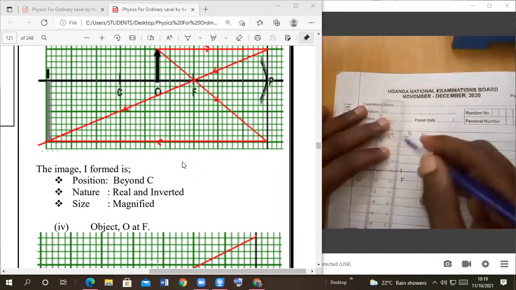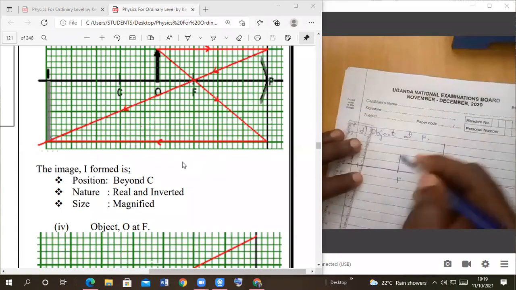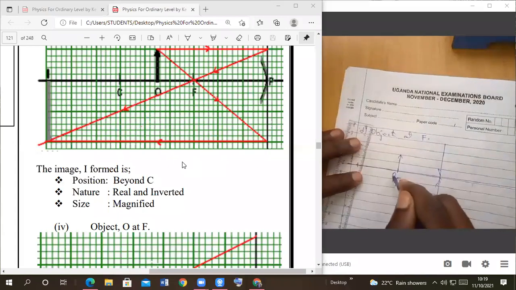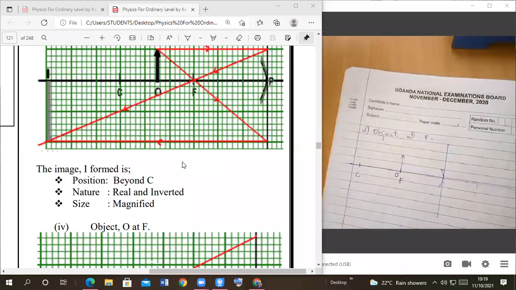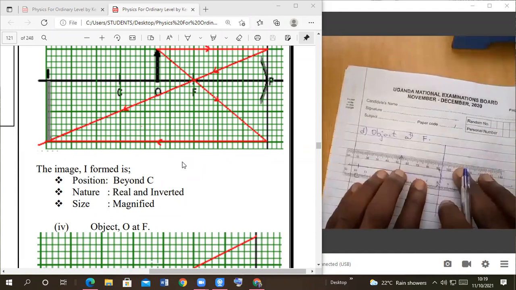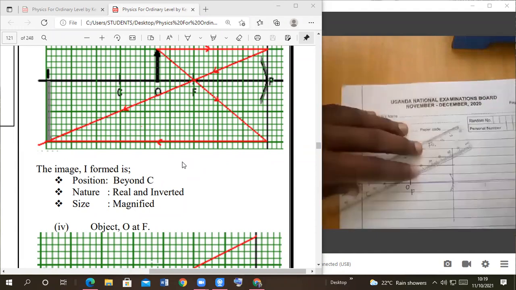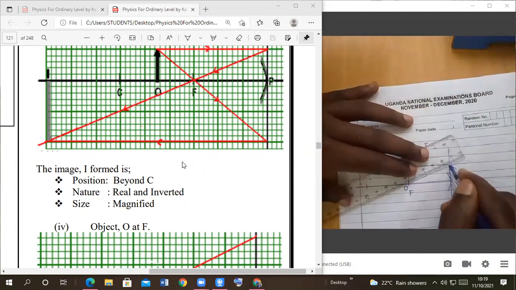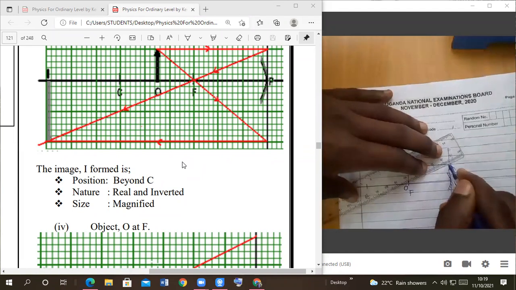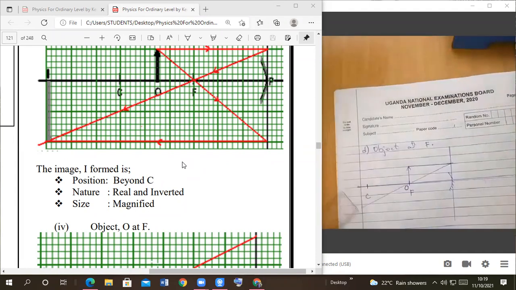So the object is at F. This is where our object is. So a ray of light parallel to the principal axis, what will happen to it? It will be reflected through the principal focus, like that.